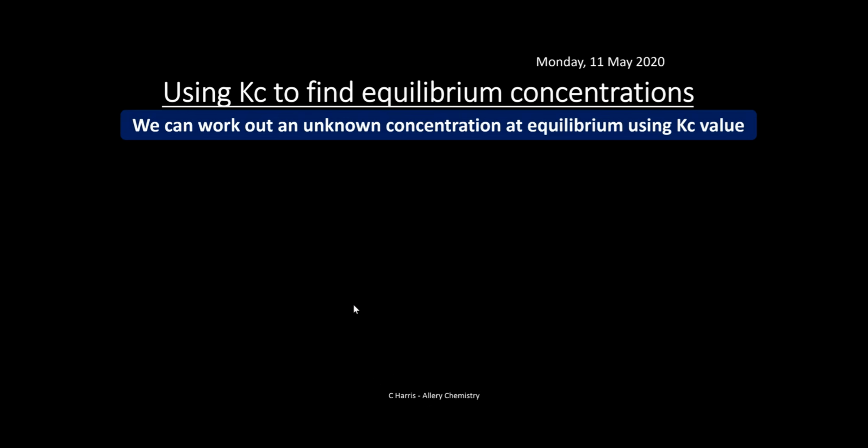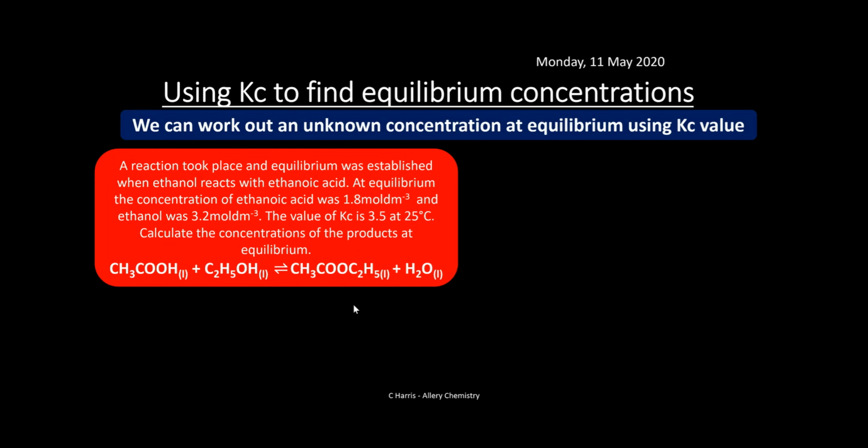Okay, so we're going to use Kc to work out an unknown concentration at equilibrium. So let's look at a reaction, and this reaction took place, and at equilibrium, equilibrium was allowed to be established, and ethanol reacts with ethanoic acid. Now at equilibrium, the concentration of ethanoic acid was 1.8 moles per decimeters cubed, and ethanol was 3.2 moles per dm cubed, and the value of Kc is 3.5 at 25 degrees Celsius. Calculate the concentration of the products at equilibrium.